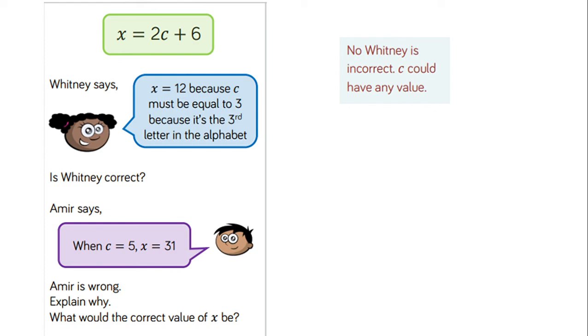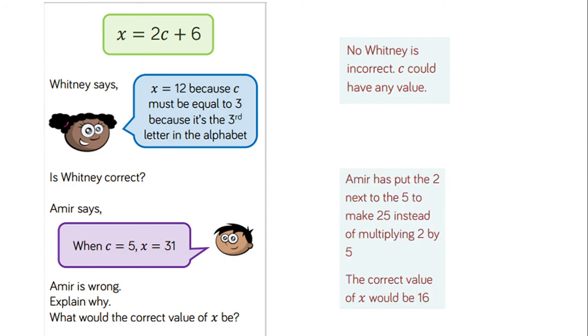Okay, so Amir says C equals 5, X equals 31. So let's input C in there. So 2C, if C equals 5, then 2 times 5 is 10. And we can see that 10 plus 6 is 16. So no, he's wrong. What he's done is he put the 2 next to the 5 to make 25 instead of multiplying it by 5. And then the correct value should be 16.